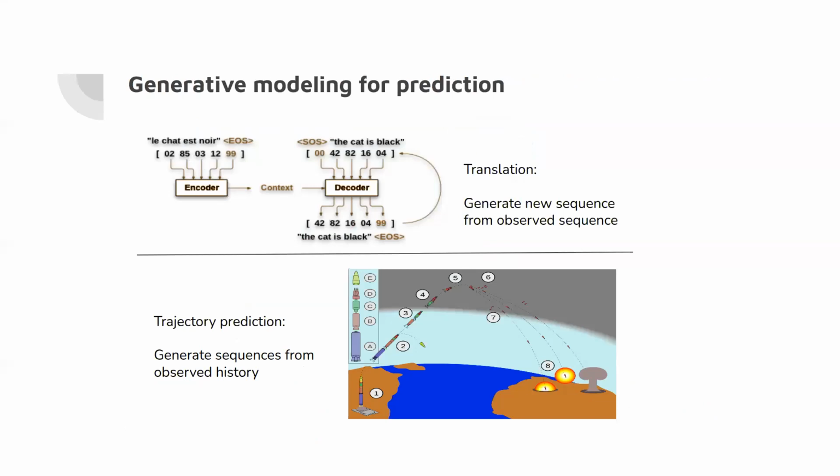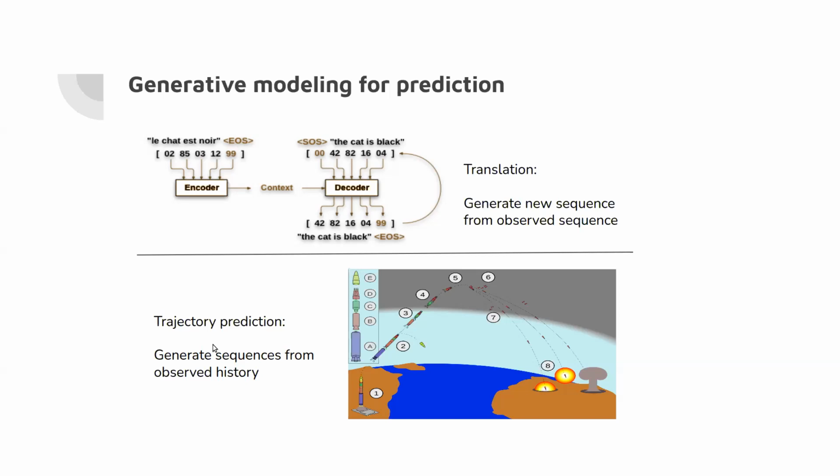These two kinds of problems, translation and missile defense, are the same. You have a sequence of words from one language to the other language, or one sequence from the past to another sequence of the short-term future. So you encode the past, you decode for the future. And the same thing for missile defense.